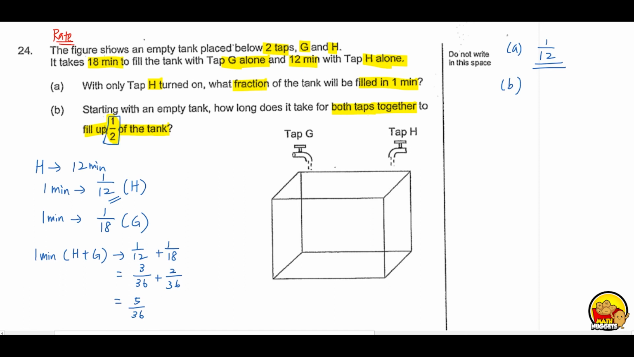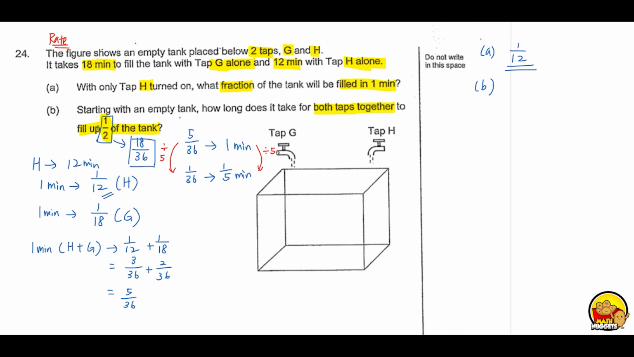They want us to fill up half. So let me change half to the same denominator. That will be 18 out of 36. So now 5 out of 36 of the tank takes them 1 minute. So 1 out of 36 of the tank. From 5/36 to get 1/36, I divide by 5. I do the same to the right. I divide by 5. So 1 out of 36 of the tank takes them 1/5 of a minute.